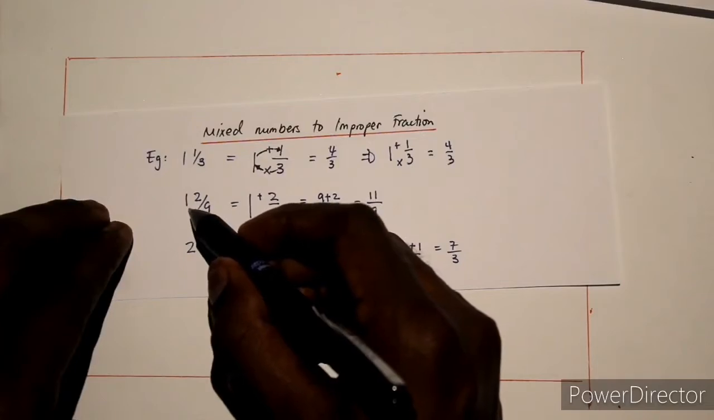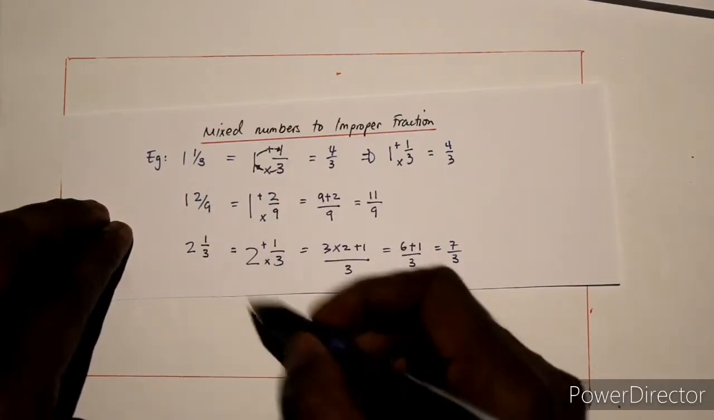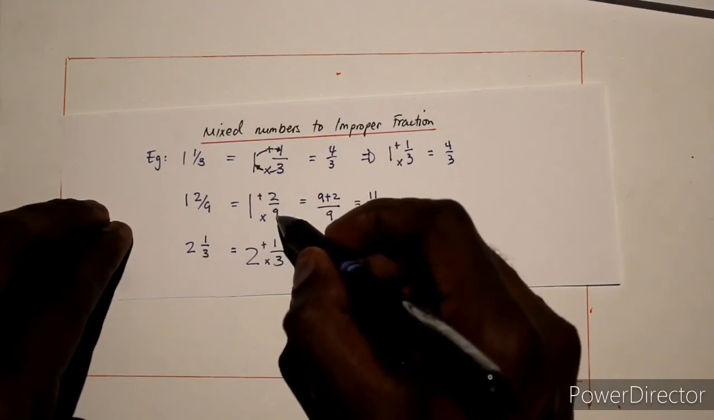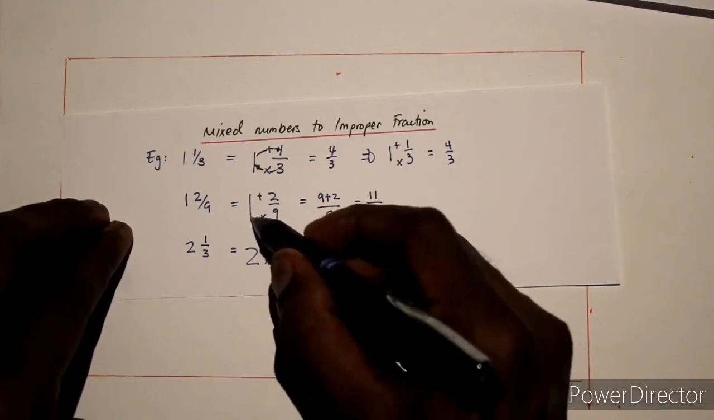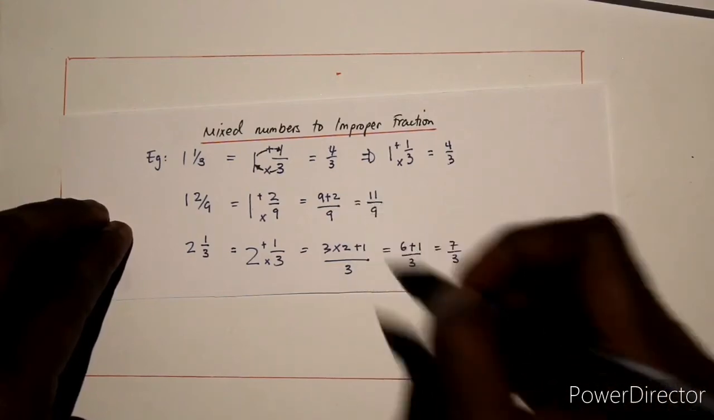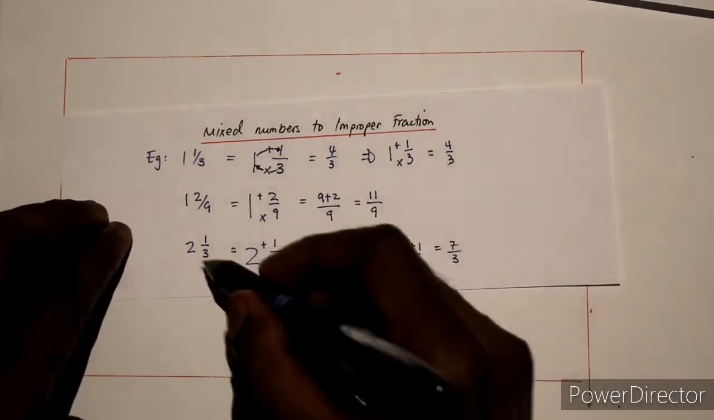Let's say the next one is 1 whole 2 over 9. Again 1, 2 over 9. So 9 times 1 is 9 plus 2 is 11. So we have 11 on 9, an improper fraction.